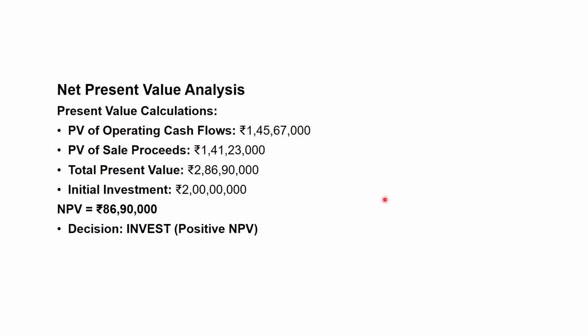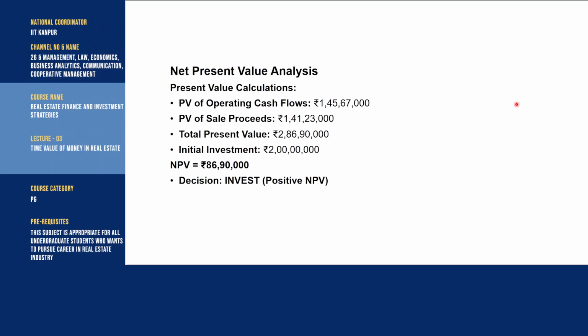Now, we have NPV calculations. Now comes the crucial NPV calculation. We discount each year's cash flow to present value using our 12% discount rate. The present value of all operating cash flows over 8 years totals 1.46 crores. The present value of sale proceeds is then calculated.